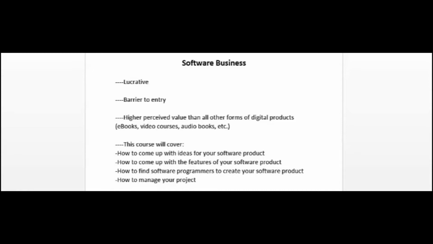If you create a software product, you're not going to have much competition compared to other forms of products. For example, if you write a how-to book on a certain topic, you're going to have lots of competition for that book. There's going to be lots of other people writing something on a similar topic.